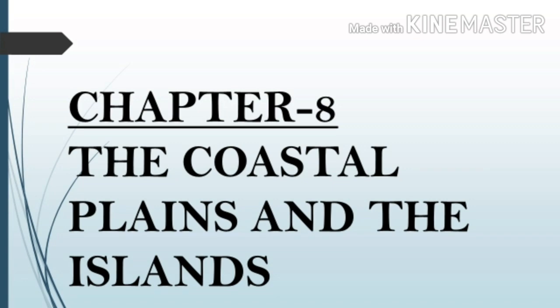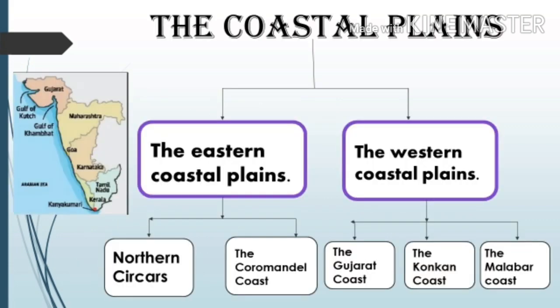It has a western coast and an eastern coast. It has 2 island groups, the Andaman and Nicobar island groups and the Lakshadweep Islands. Children, in this chapter you are going to learn thoroughly about the eastern and western coastal plains and also the island groups of India.